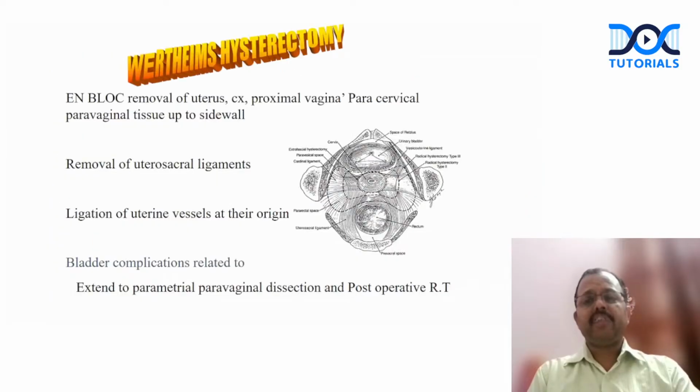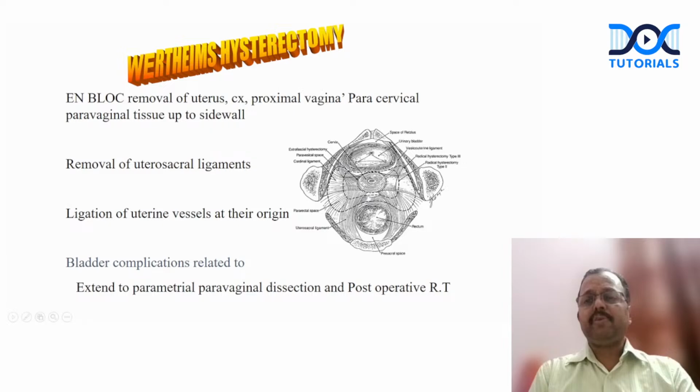Now, the crux of the discussion today is going to be on Wertheim's hysterectomy, which is nothing but Piver's classification type 3. Type 3 radical hysterectomy is your Wertheim's hysterectomy. It involves en bloc removal of the uterus, the cervix, the proximal vagina, and the paracervical or paravaginal tissue up to the side walls, en bloc with the removal of the uterosacral ligaments totally, and uterine artery ligation at its origin. So this is what we mean when we say that. When you're going to remove the parametrium up to the uterine crossing, that is a type 2.